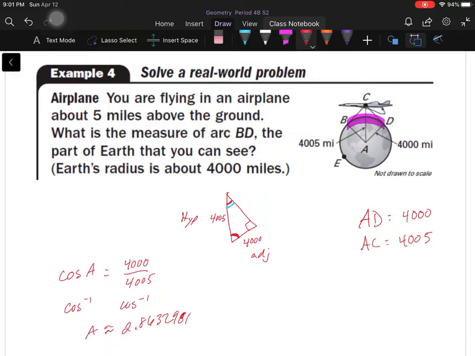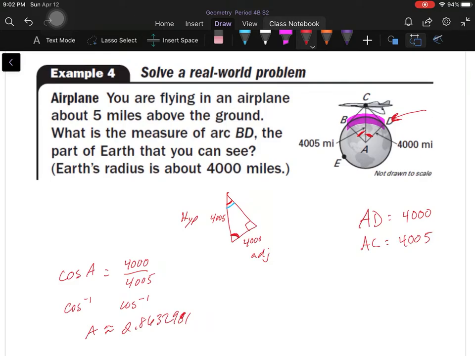Now, because of things from first semester, we know that in this picture up here, so make sure you guys are looking back at the picture, the two triangles formed, this triangle ADC, and this triangle ABC, those would be congruent triangles because of the theorem hypotenuse leg.